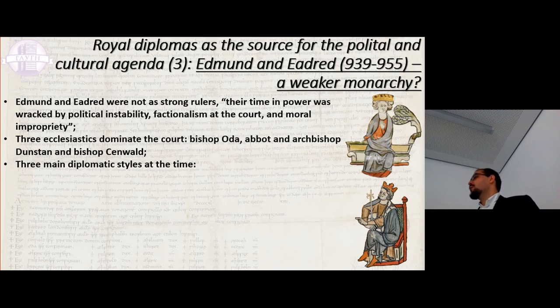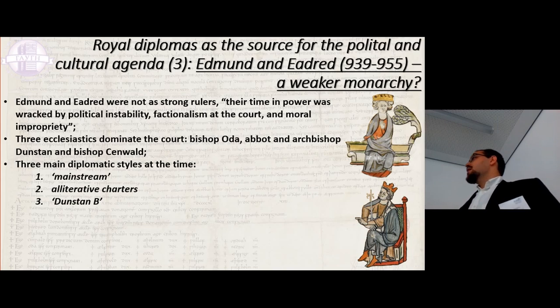And we can see three diplomatic styles in their reign: the so-called mainstream, the alliterative charters, and Dunstan B. Dunstan B is associated with, you guessed it, Dunstan. The alliterative charters are very interesting themselves. There are not many, maybe about 15 of them. They are not pieces of poetry, but they're very outstanding. They stand out from the main corpus. Next one, please.